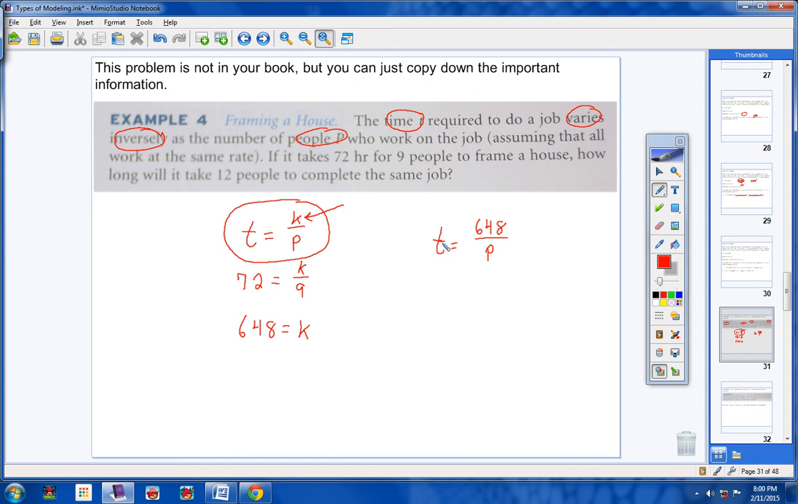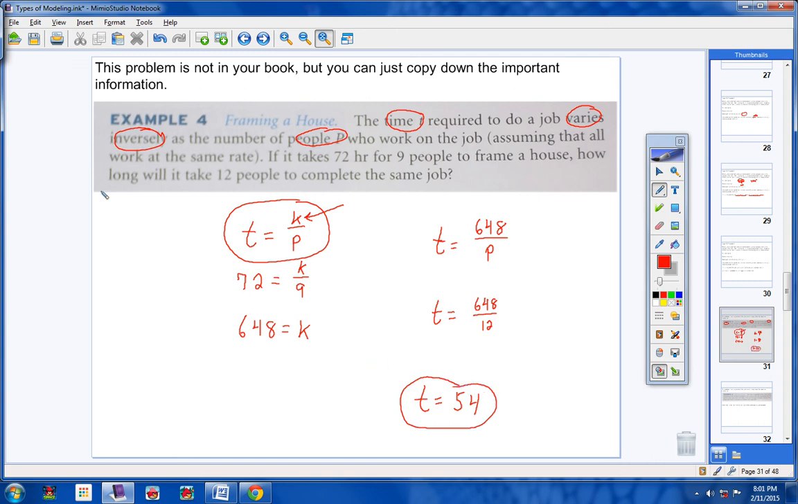I'm looking for time, looking for T. Will it take 12 people to do the same job? So time equals 648 divided by 12. I have 12 people, so where the P is, I substitute 12. Okay, so let's see what we get. T equals 54. I did that quickly in my head, but I'm pretty sure that's right. Okay, so there we go.